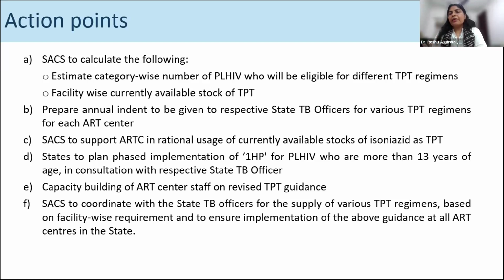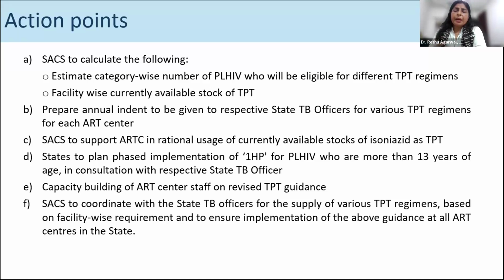You might still have IPT available. Also, if somebody is on IPT currently, or on 6 months of INH, in those cases you don't have to change the regimen. Please continue with the same treatment and let the patient complete 6 months of INH. Once that is complete, it's fine. So there is no need to do any shuffling or reshuffling of the patients between regimens if they are already on INH for 6 months. Annual indents need to be prepared.